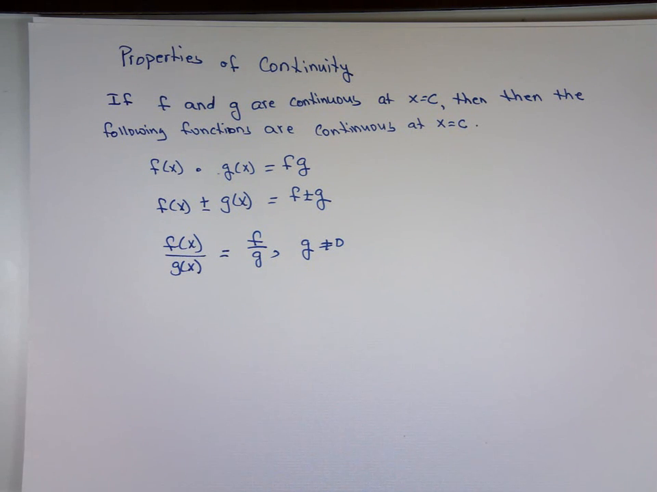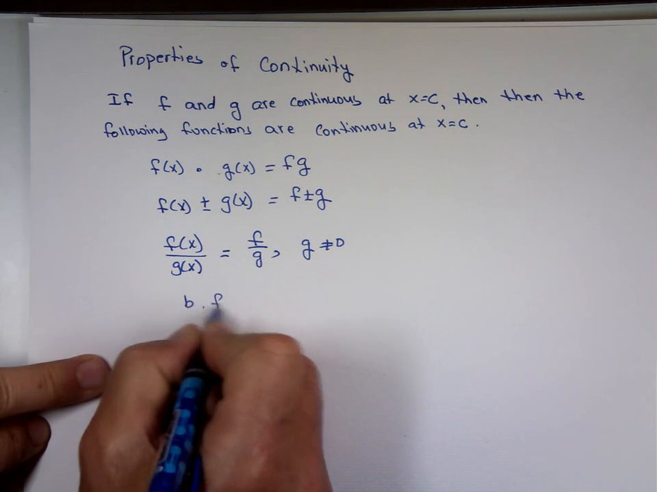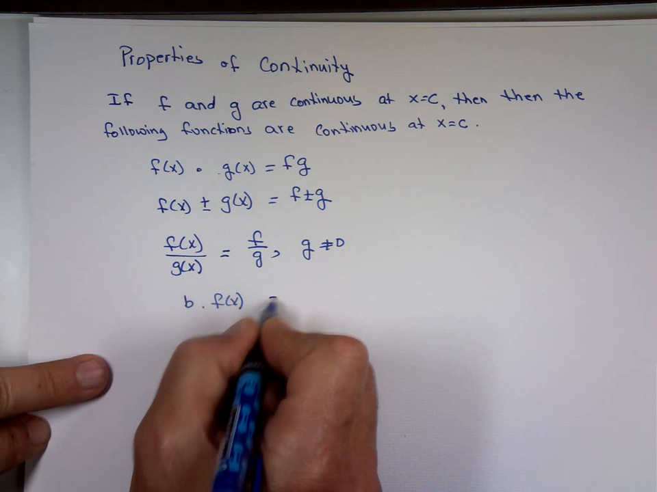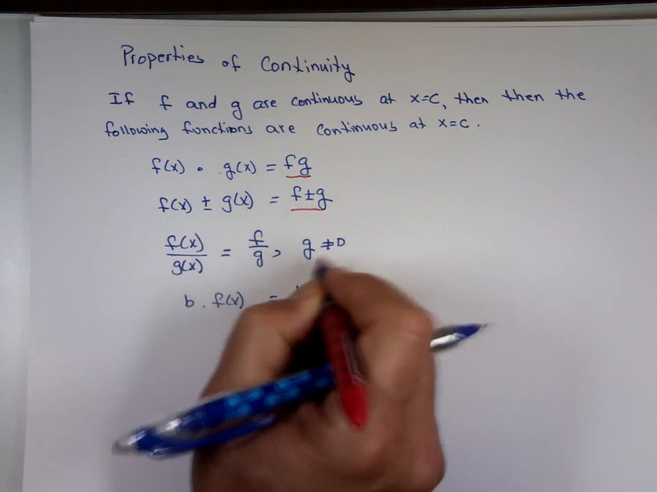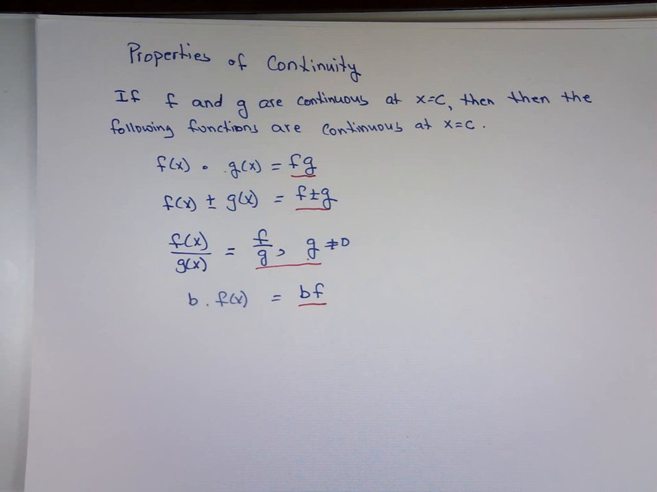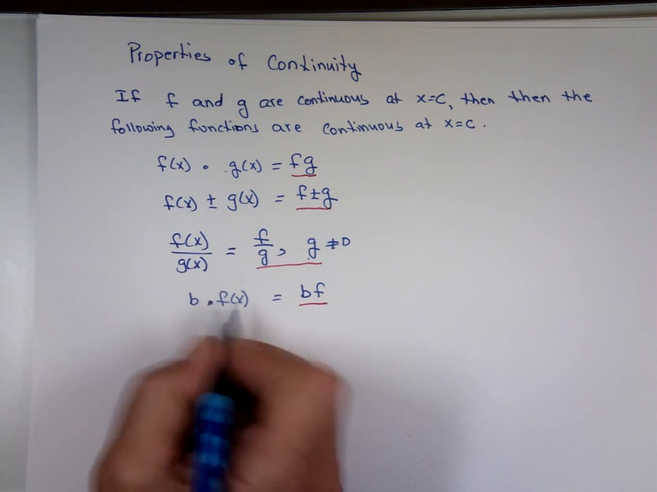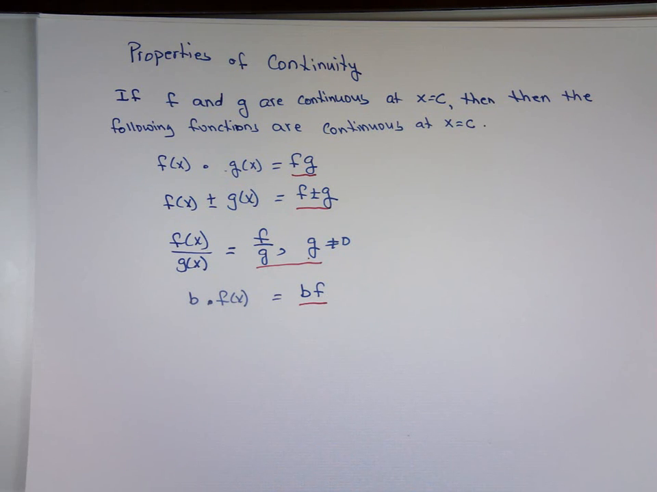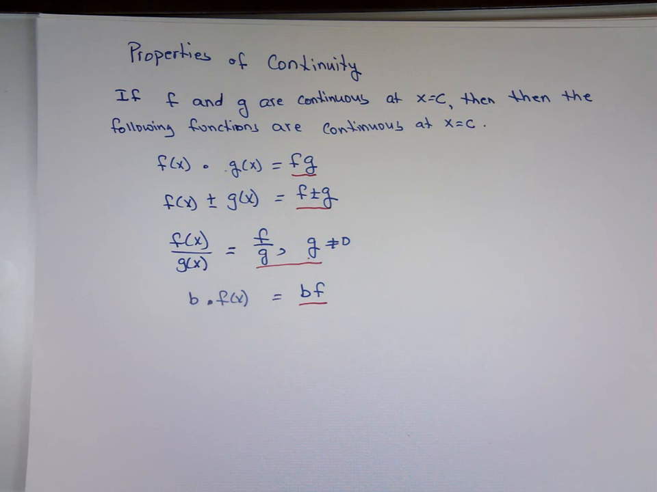If you multiply them by a constant, it's also continuous. Our book writes them this way, that way, but that means the same thing. If you multiply either one, f or g, by a constant, by a scalar, by a number, the new function will also be continuous at x equals c. That's really what the properties of continuity are.